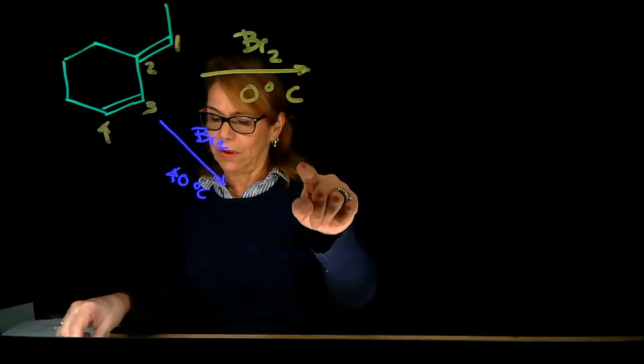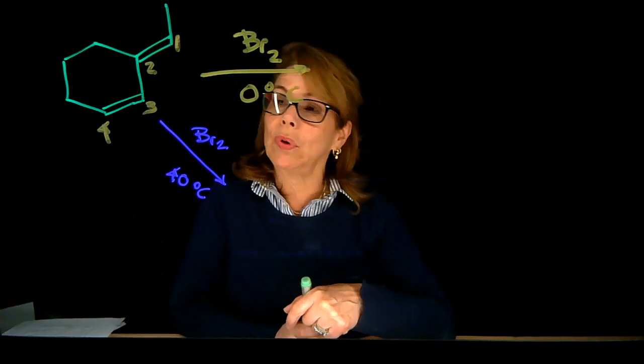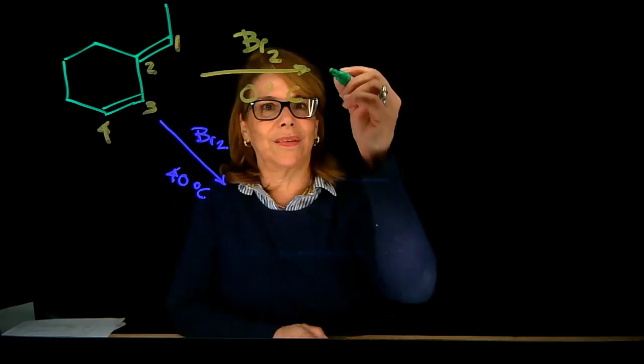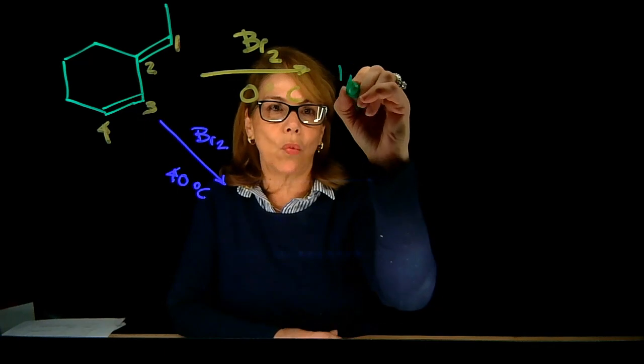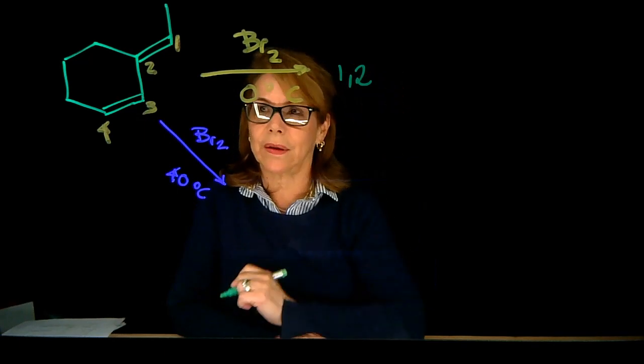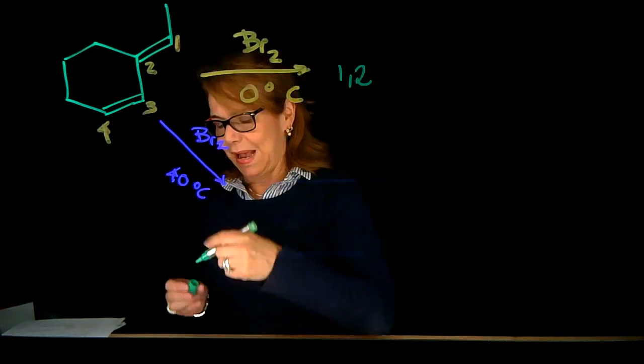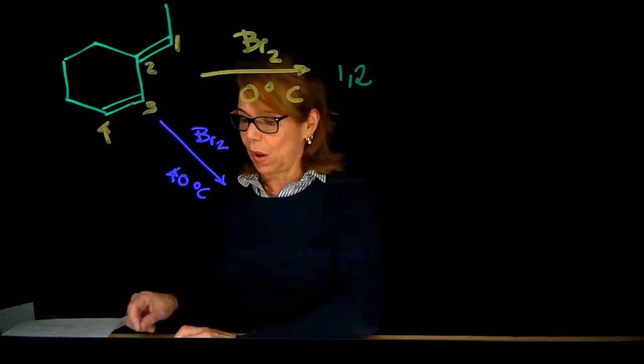So at 0 Celsius, what we will have is the kinetic product. So this condition is for kinetic product, and that favors the 1,2 product. So we're going to add bromine in carbon 1 and carbon 2.